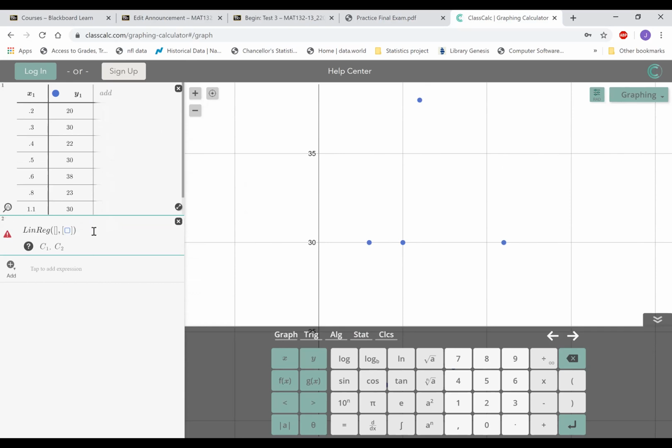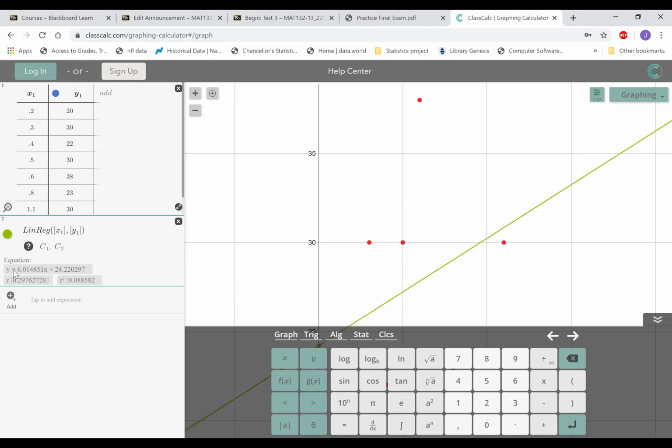Right now it's expecting you to enter data. But if you look at it, I already entered the data set right here. So all you have to do is reference the data set. This data set is called X1, and this data set is called Y1. To tell it to look at X1, you put X1. To tell it to look at Y1, you put Y1.